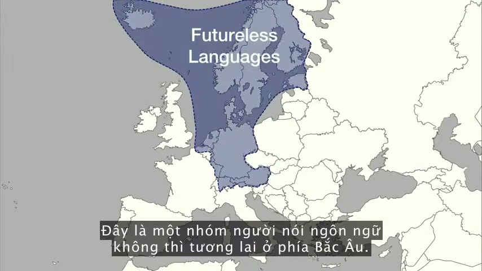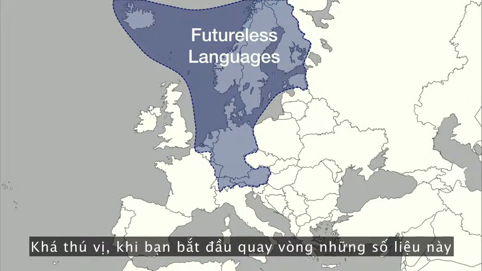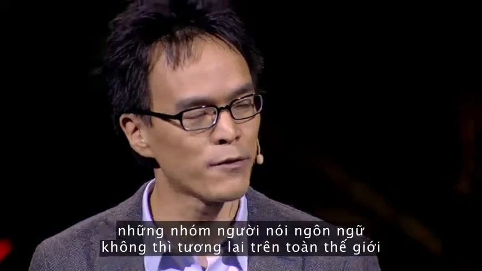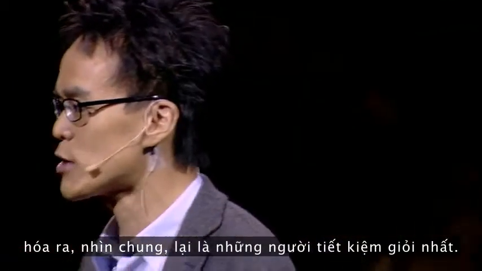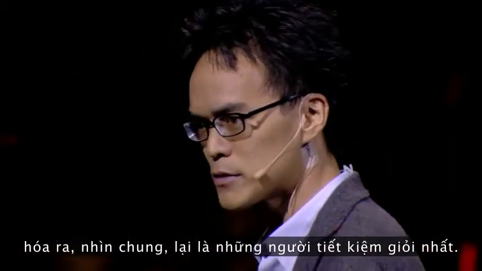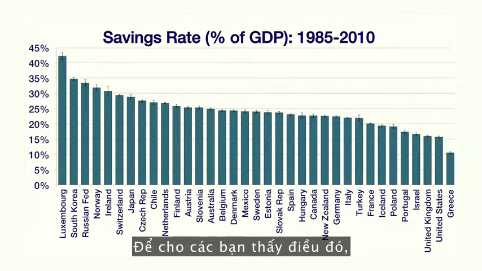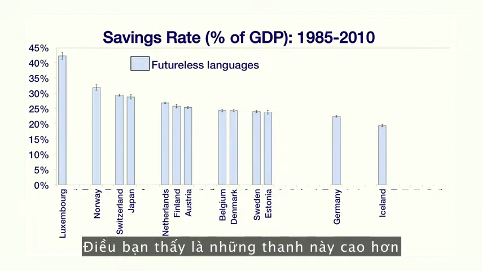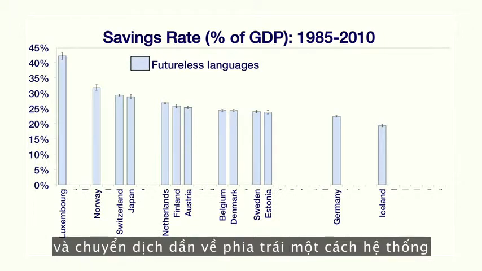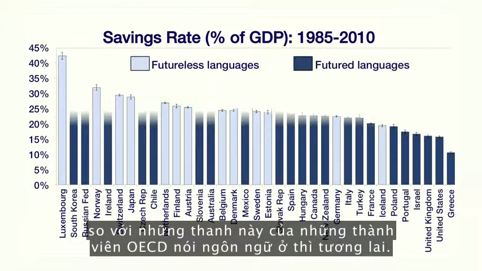This is a pocket of futureless language speakers in Northern Europe. Interestingly enough, when you start to crank the data, these pockets of futureless language speakers all around the world turn out to be, by and large, some of the world's best savers. Just to give you a hint of that, let's look back at that OECD graph that we were talking about. What you see, these bars are systematically taller and systematically shifted to the left compared to these bars, which are the members of the OECD that speak futured languages.